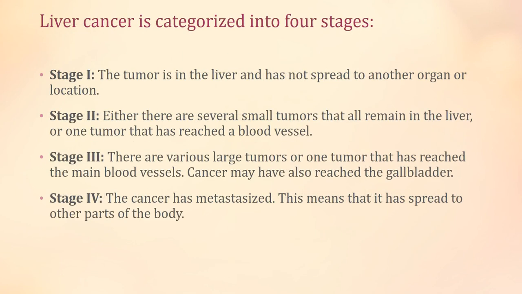Liver cancer is characterized into 4 stages. We've got stage 1, which is the tumor is in the liver and has not spread to another organ or location. Stage 2, either there are several small tumors that all remain in the liver, or one tumor that has reached a blood vessel. Stage 3, there are various large tumors or one tumor that has reached a main blood vessel, and cancer may have also reached the gallbladder. With stage 4, the cancer has metastasized. This means that it has spread to other parts of the body.